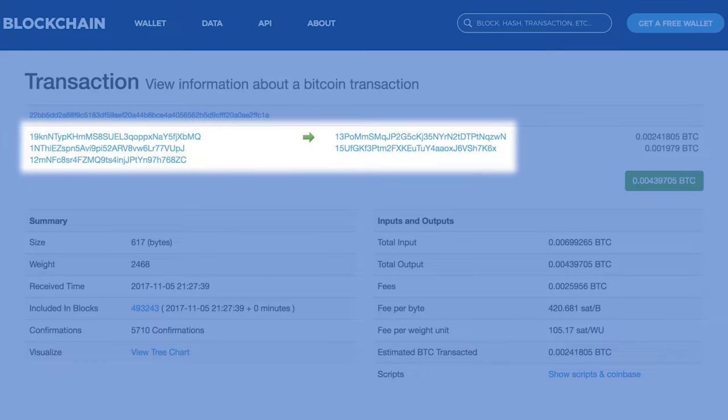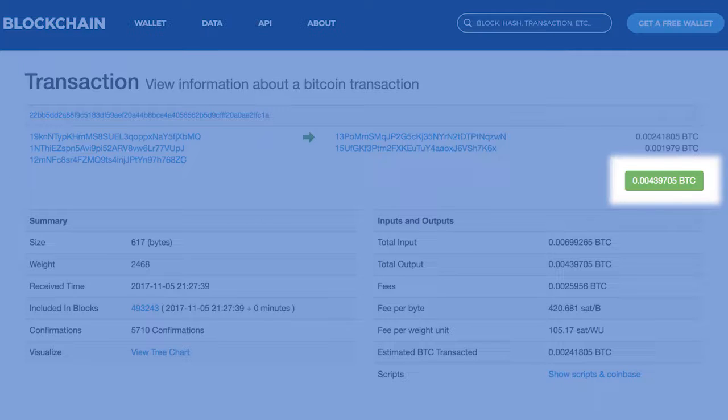Note that there are 3 input UTXOs and only 2 output UTXOs. This means that the total amount in the 3 input UTXOs is spent to generate 2 new output UTXOs. Just below the output UTXOs is the total amount transferred in Bitcoin value. That is shown in green.